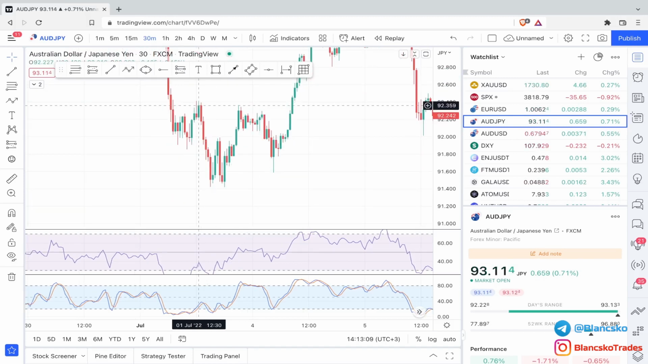So we have a lower high, a lower low, a lower high right here. And as you can see, we have a clear bearish divergence. Lower high, lower high, lower high, higher high on the RSI. So then we just wait for the stochastic crossover, which is right here. And this is where I would have taken the sell.